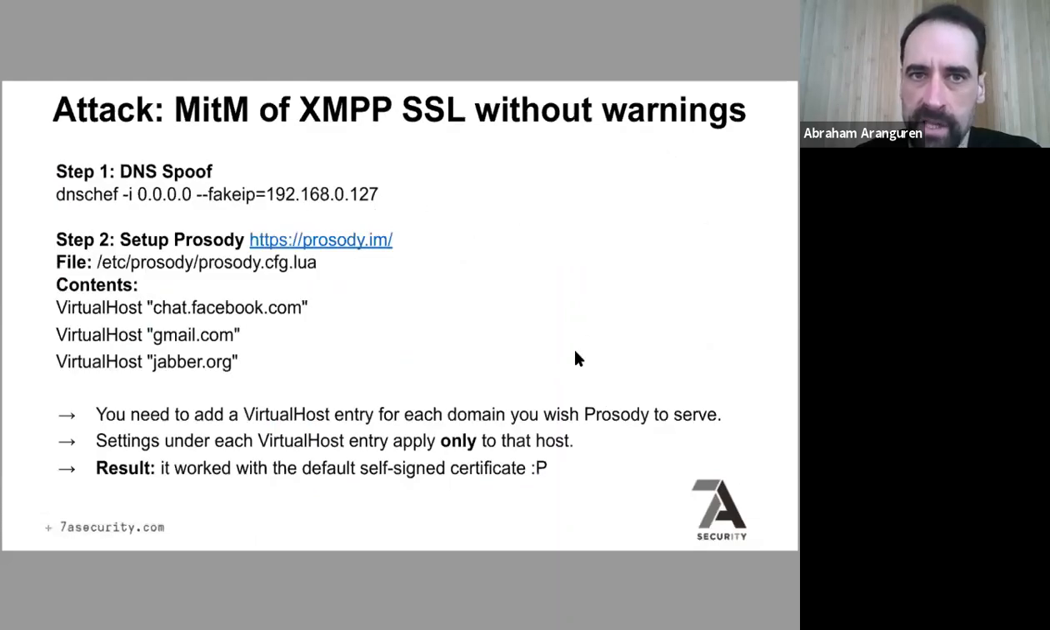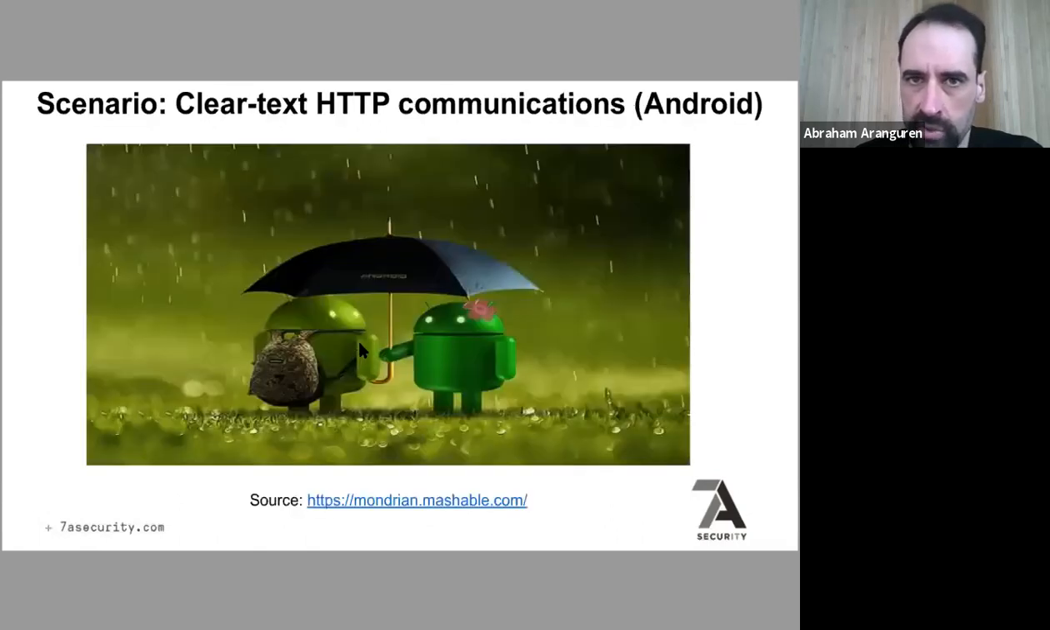And then for man in the middle of XMPP, you can try to use Prosody, right? So prosody.im, this is free. You can set your virtual host for chat.facebook.com, gmail.com, or jabber.org. Those are popular XMPP servers. Then you set your virtual host for each domain, and you can try to see if the application will try to log into this. If it does, that means it's vulnerable to man in the middle, because by default, Prosody is going to be running with a self-signed certificate. So this is a quick way for you to check that kind of stuff.